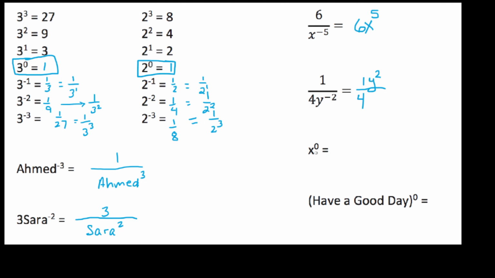What about x to the 0? Well, just like 3 to the 0 and 2 to the 0, it's always equal to 1. So this one is always equal to 1. And finally, have a good day to the 0 power. Anything to the 0 power is going to be 1. So that's a good review for you of zero and negative exponents.